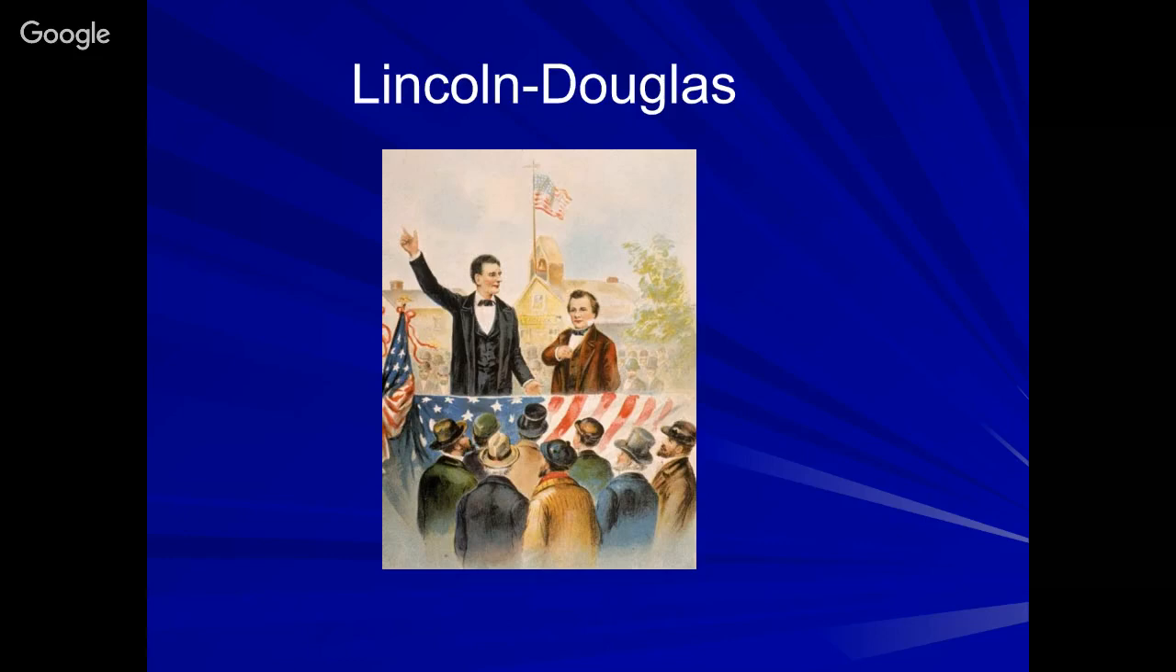But at the end of the day, at the various debates held around the state, the national media is there to report on what was considered to be the most fascinating Senate race in 1858. And wherever Lincoln and Douglas met through the series of debates, Lincoln used these opportunities to force Douglas to defend his law, the Kansas-Nebraska Act, in order to get him to acknowledge the weaknesses and the flaws within the law.